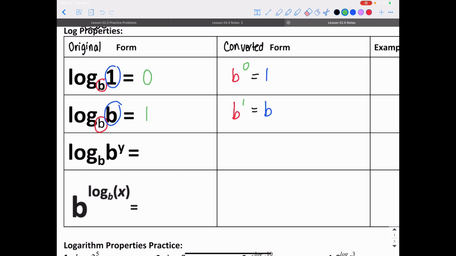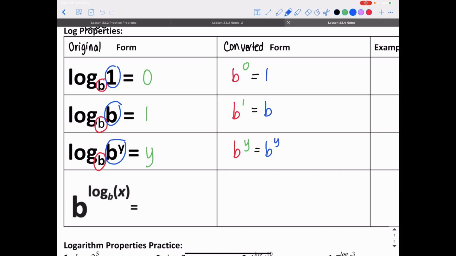X is 1. For log base b of b to the y power, I'm converting to exponential form. I'm going to set this equal to x again. My base is b again, I'm raising it to the x power, and that's going to be equal to my answer, which is what's inside of the logarithm, b to the y power. B to the x power, I want it to be equal to b to the y power. That's when x is equal to y. So I'm going to erase x and replace it with y. So if you have log base b of b to the y power, it's going to spit out y.